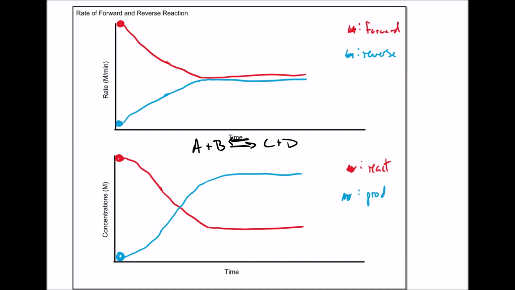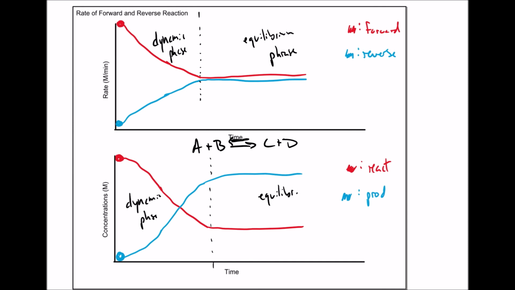What we've now established is something called dynamic equilibrium. Dynamic because the reaction is still occurring, equilibrium because the rates are equal. Let's divide this graph into two separate pieces. We have a dynamic phase, a phase where the rates are changing or the concentrations are changing, and we have an equilibrium phase. The equilibrium phase where the rates are equal or while the concentrations are constant. What's important to note here is that the rates are equal, but the concentrations are not.